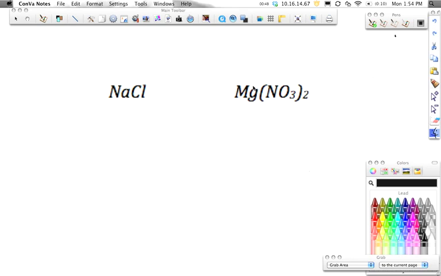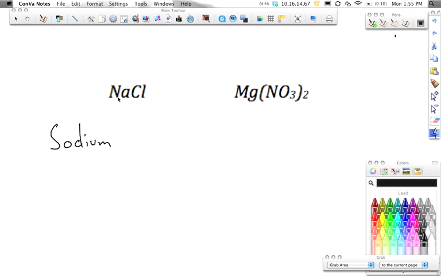So the first thing I do is I start off and I name the metal. Okay, so I look over here and I see Na, and I look it up on the periodic table if I don't have it memorized, and I see that Na is sodium. So I write sodium. Okay, there's sodium.